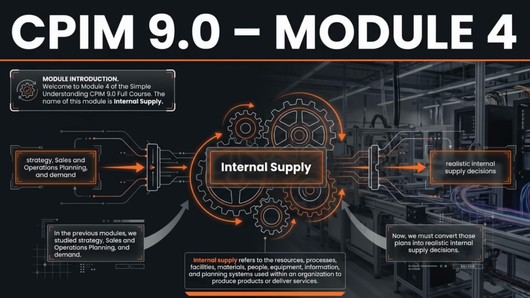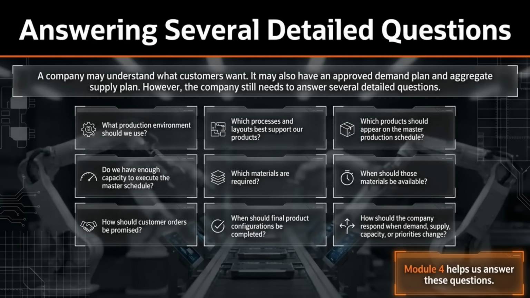In the previous modules, we studied strategy, sales and operations planning, and demand. Now, we must convert those plans into realistic internal supply decisions. A company may understand what customers want. It may also have an approved demand plan and aggregate supply plan. However, the company still needs to answer several detailed questions.